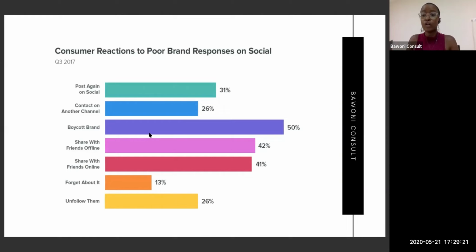They'll boycott the brand, and that's literally the most voted option in this survey. They'll just decide they don't want to deal with it anymore, because there are other brands that can provide the service or the excellent experience that they want. Or they'll share with friends online. This happens a lot. People will just decide to talk to their friends or their network online and rant about their experience because they're not getting a response from me.